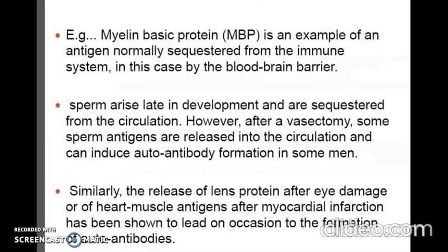For example, myelin basic protein is an example of an antigen normally sequestered from the immune system, in this case by the blood-brain barrier. Another example is the sperm, which arise late in development and are sequestered from the circulation. However, after a vasectomy, some sperm antigens are released into the circulation and can induce autoantibody formation in some men. Similarly, the release of lens protein after eye damage or of heart muscle antigens after myocardial infarction has been shown to lead on occasion to the formation of autoantibodies.